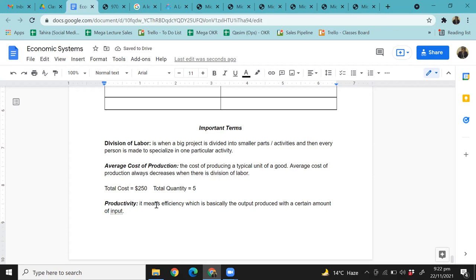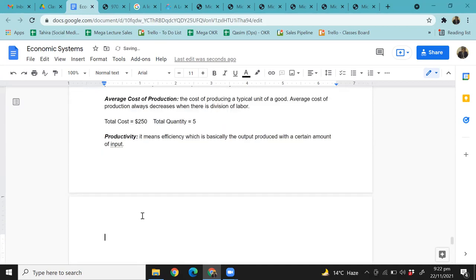So if two students are studying for 5 hours and one student gets A and the other student gets B, which of the two is more efficient? Two students studied for the same number of hours, one got an A, the other one got a B, right? So obviously the one with an A, because with the same input, what was the input? The time, right? And you produce. So the same is the idea over here. If in a certain time, one person makes 10 footballs, the other person makes 8 footballs, the one who's making more has higher productivity. And always remember, when there's division of labor, there's more productivity.